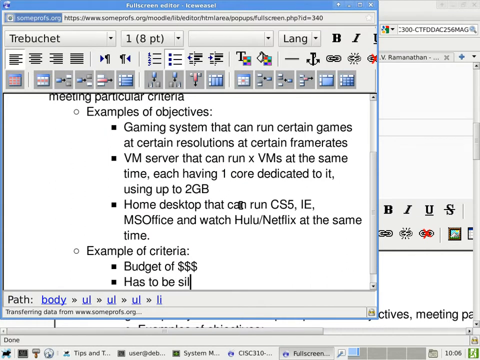It has to be silent. If you're putting a home theater PC together, you don't want to use twenty 80 millimeter fans to cool the system down, because all you can hear will be just the buzzing of the fans, right? So in that case, you have to specify a special case with special fans that are quiet, or even special hard drives. Some hard drives are particularly noisy, so you have to read the reviews of people and ask, is this hard drive particularly noisy?